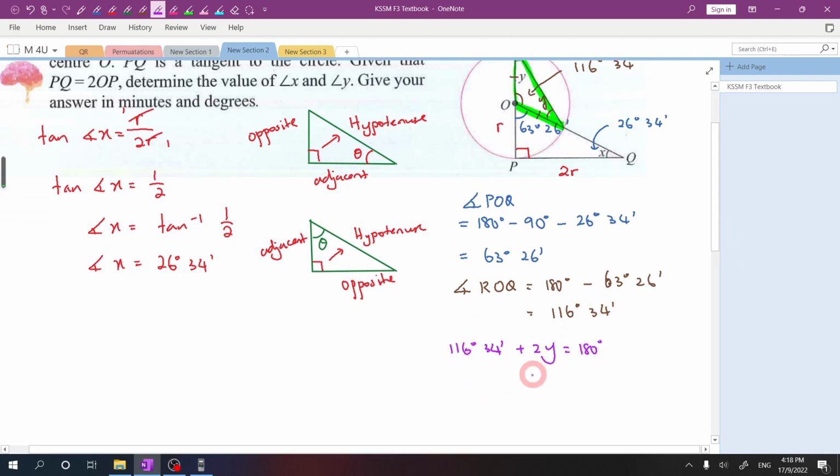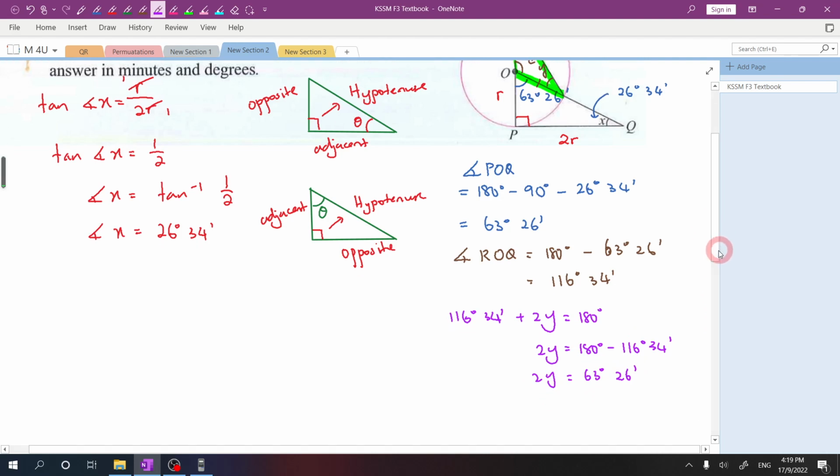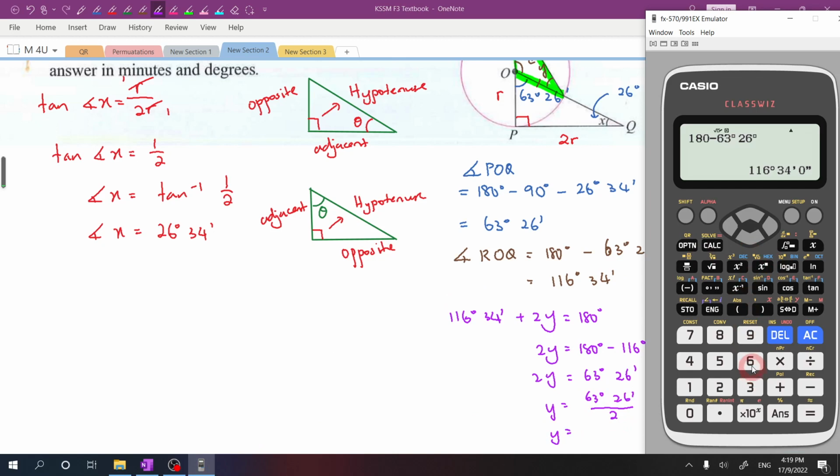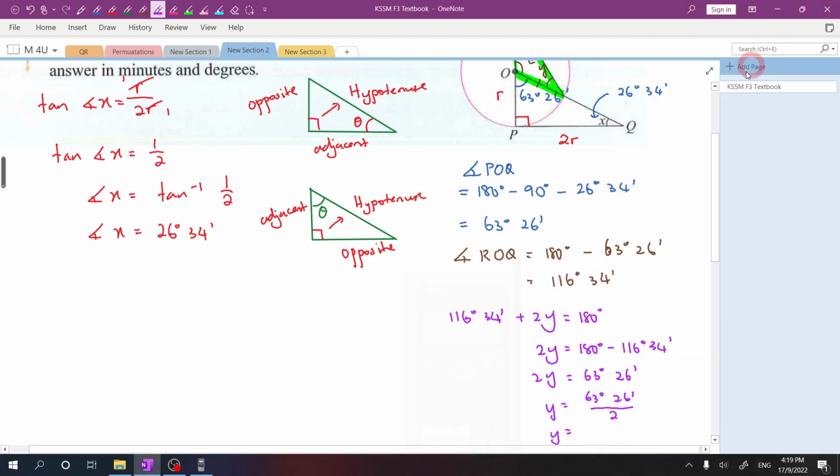Okay, so this I bring over here. 2y is equal to 180 minus 116 degrees 34 minutes. Just press your calculator. You should be able to get 63 degrees 26 minutes. This is 2y. So y will be equal to 63 degrees 26 minutes divided by 2. Just press your calculator. Okay, 31 degrees 43 minutes. Okay, this is one of the ways to get the answer.